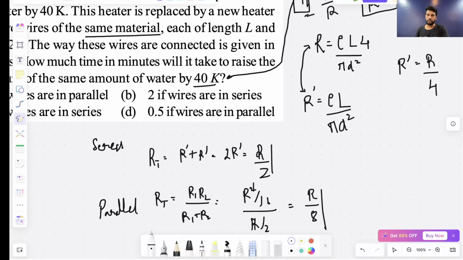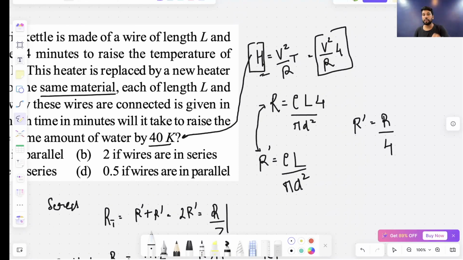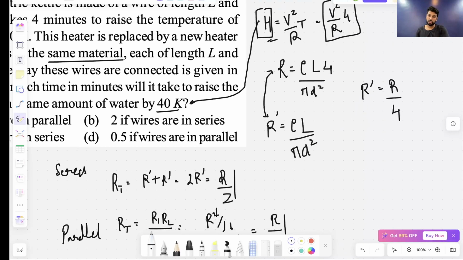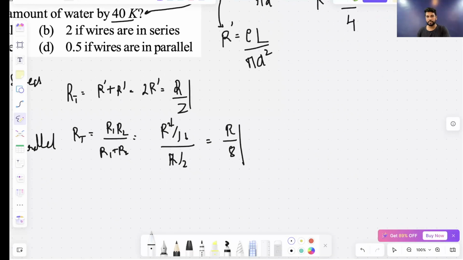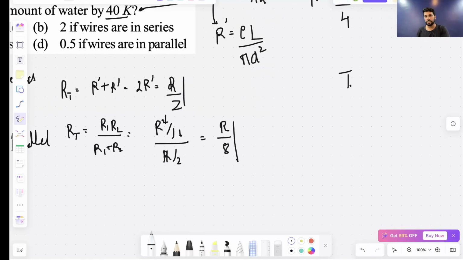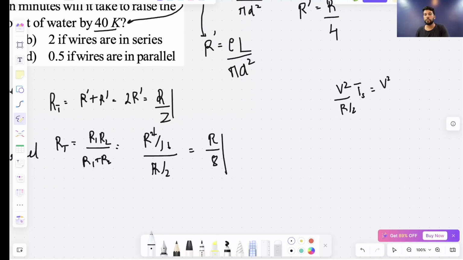Now, how much heat has to be produced? V square by R into 4 heat has to be produced. Now let us see how much time is taken for series. How much time is going to be taken for series? I would say in this way, V square by, what's the resistance? R by 2 into series time is equal to V square by R into 4.